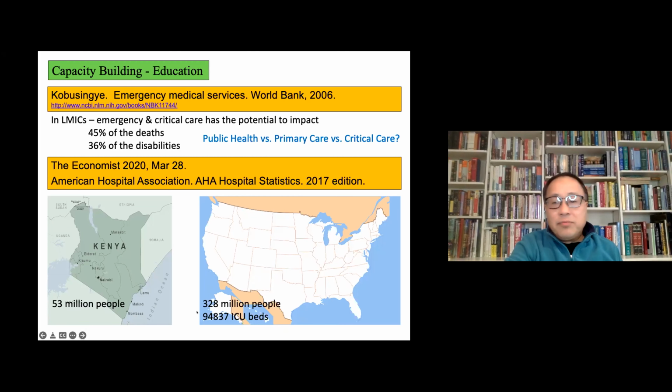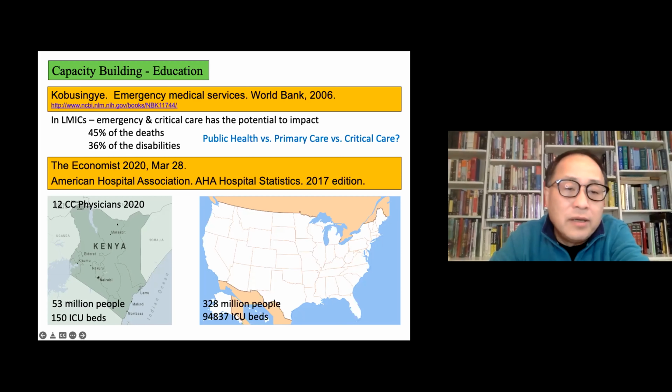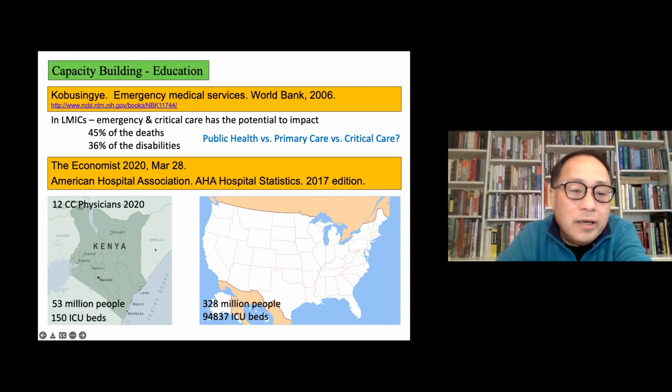And this is the number of ICU beds in the US, which is about 95,000 ICU beds. I think this number has been rapidly fluctuating due to the pandemic, but these are pre-pandemic numbers. In contrast, in a country of 50 million people, there are only 150 ICU beds in Kenya. I was told at one point, when I was there in 2010, that I may be the only pulmonary critical care physician in Kenya, but by the time I left, I was told that there were about 12 critical care trained physicians in Kenya.